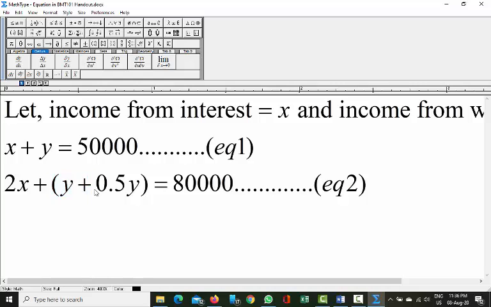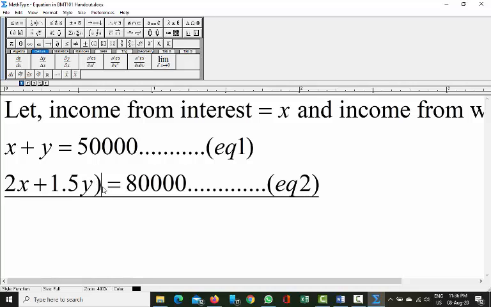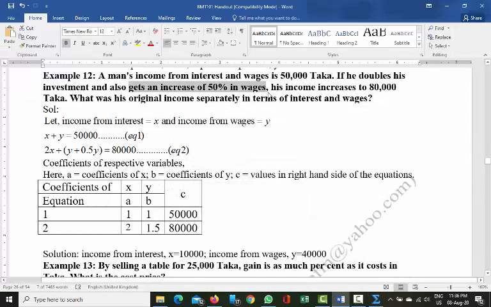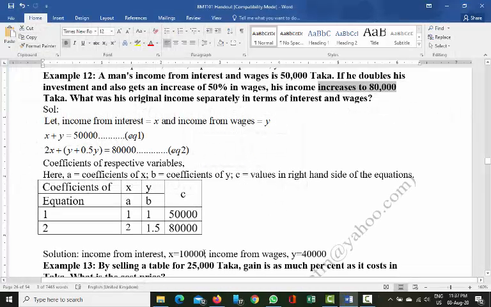We will have 1.5y. So initially it was 1. Then we get a 50% increase, that means 0.5. So we will have 1.5y is equal to... So if he gets a 50% increase in wages, his total income will become 80,000. So we see his new income will be 80,000. So these are the two equations we have. Now we can solve it very easily. We know how to solve this equation.